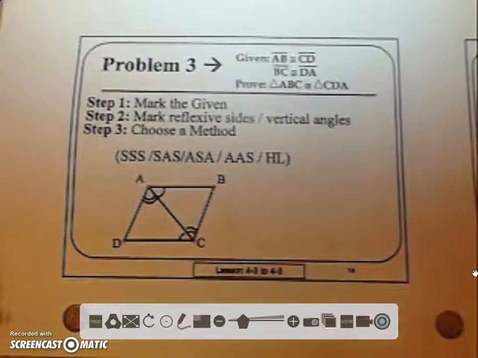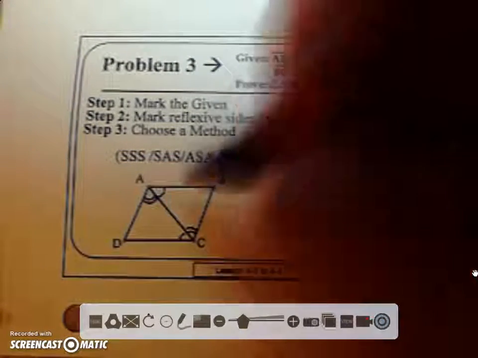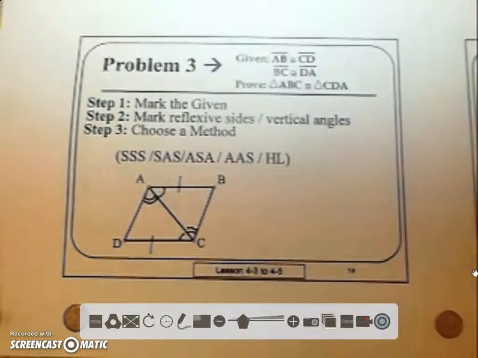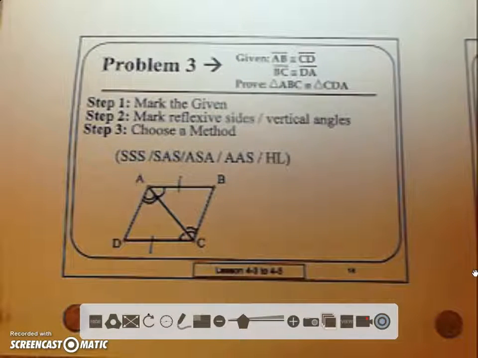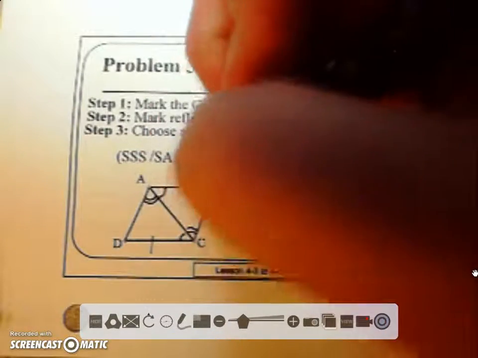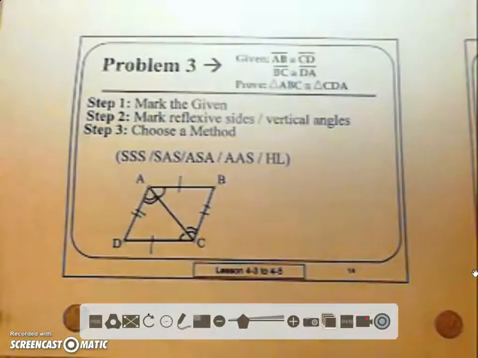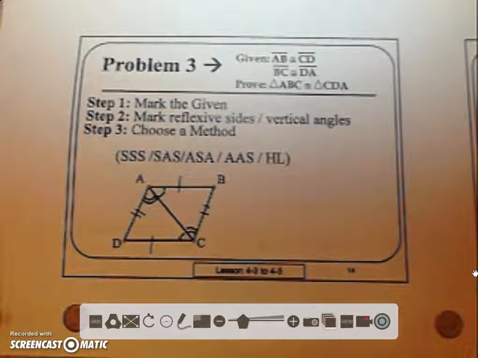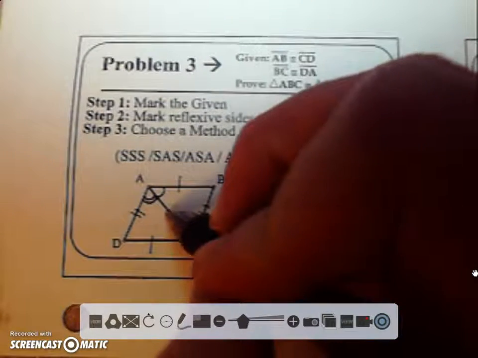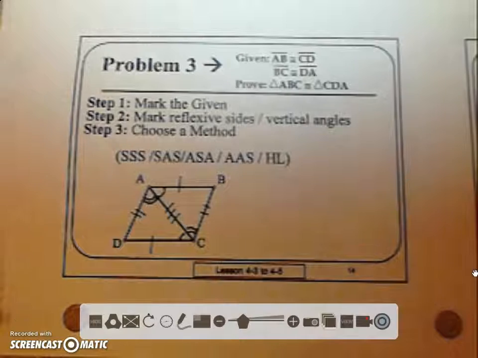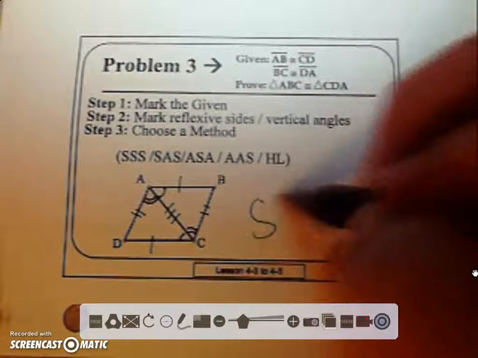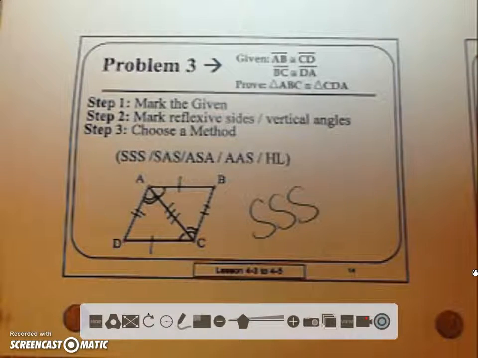Here in this next one, we're given AB is congruent to CD, so that's true here and here. We're also given that BC is congruent to DA. Then this one, they share a reflexive side down the middle. So we have 3 sets of congruent sides, which means side, side, side is the method we are choosing.